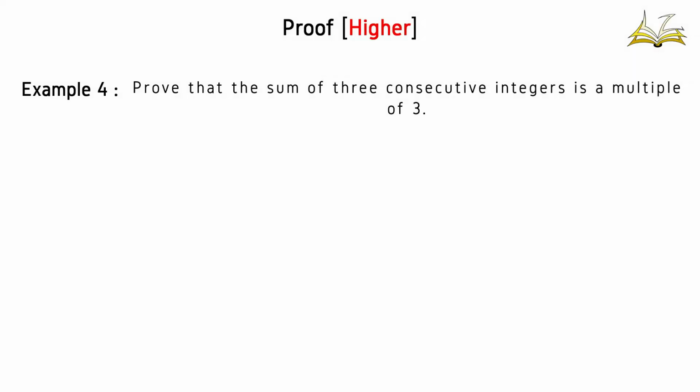Example 4. Prove that the sum of 3 consecutive integers is a multiple of 3. So what I'm going to do first is write down n for my first number, n plus 1 for my second, and n plus 2 for my third.